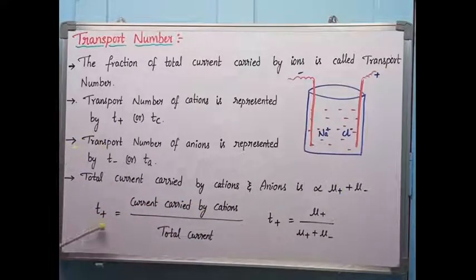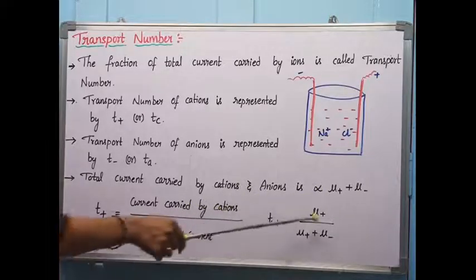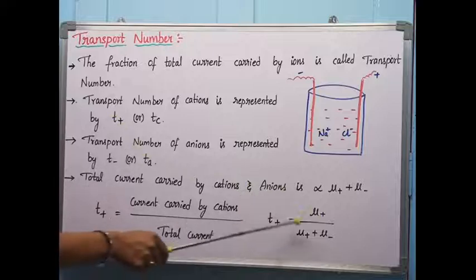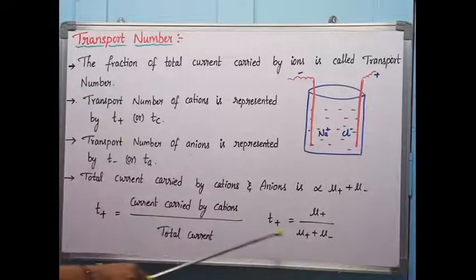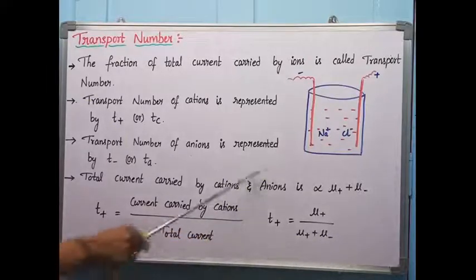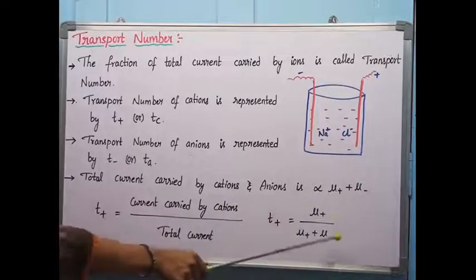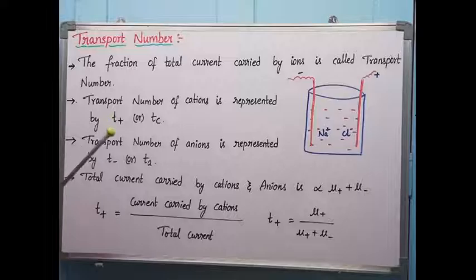Now we can calculate the transport number of the positive ion, T plus, using this formula: current carried by the cation divided by total current carried by the ions. Since the current carried by the ions is directly proportional to their speeds, T plus equals mu plus, the speed of the cation, divided by mu plus plus mu minus, the total speed of the ions present in the given solution.